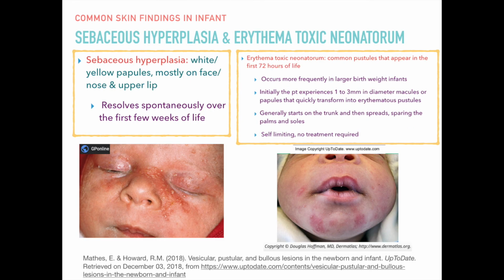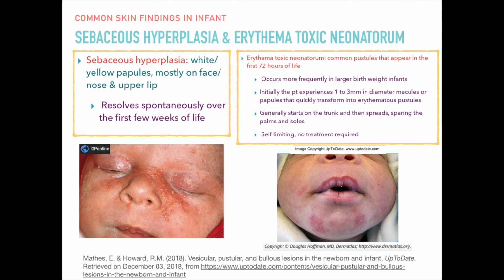More common benign skin findings in infants include sebaceous hyperplasia and erythema toxicum neonatorum. So sebaceous hyperplasia are white or yellow papules, mostly found on the face, nose, and upper lip, and this resolves spontaneously over the first few weeks of life without any intervention. And then erythema toxicum neonatorum is common.